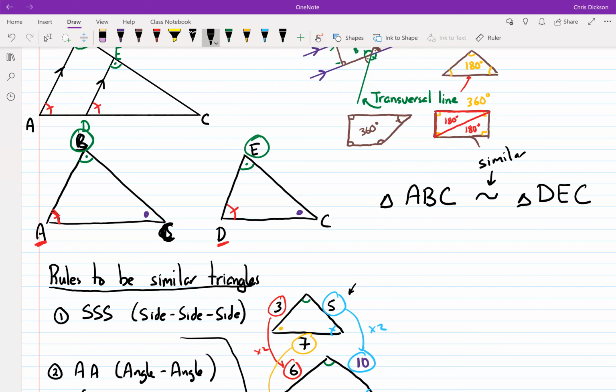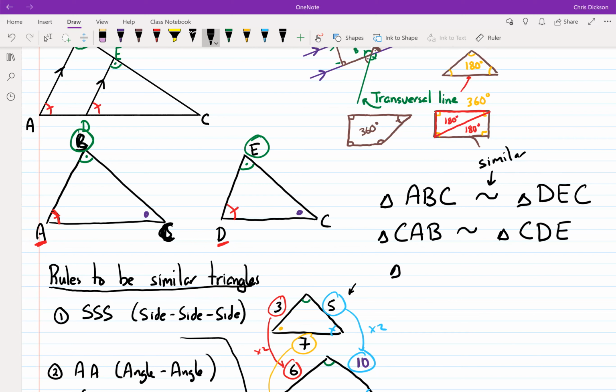So what if someone had written CAB, though? They said triangle CAB is similar to, what would the other triangle be? Like, could you still write DEC, or would that not be right anymore? Well, the order matters. So if you write triangle CAB, then we have to start with C. And then which letter was A related to? Well, A was related to D. So C, D. And then angle B, that's related to E. So you could write that.